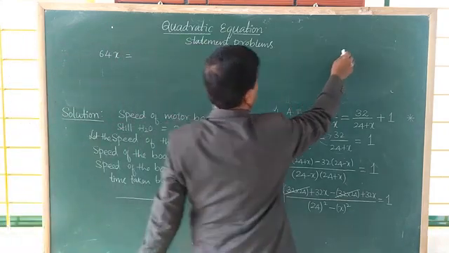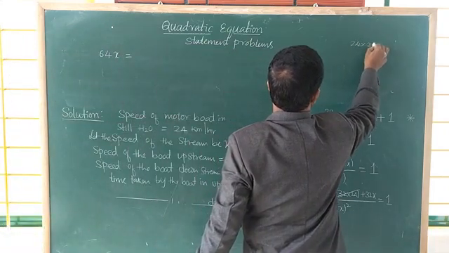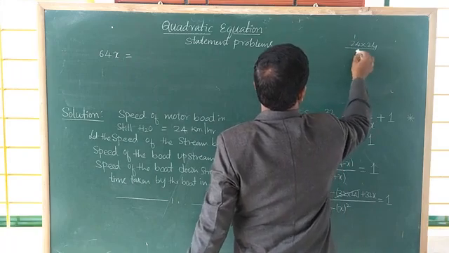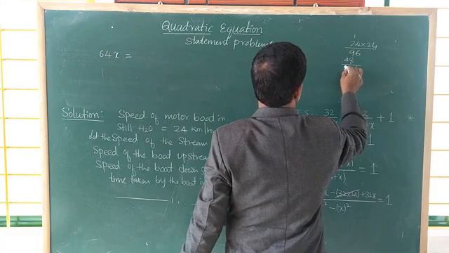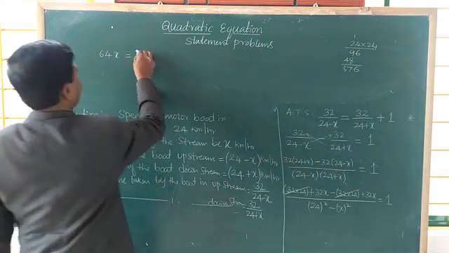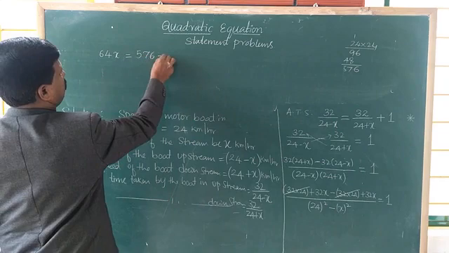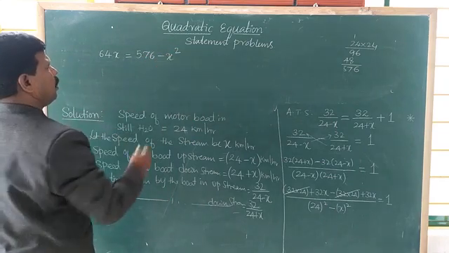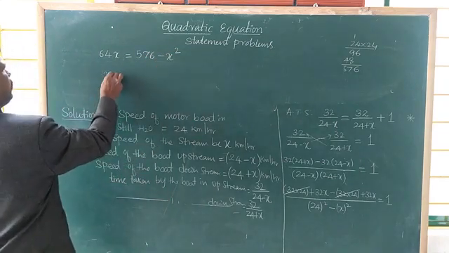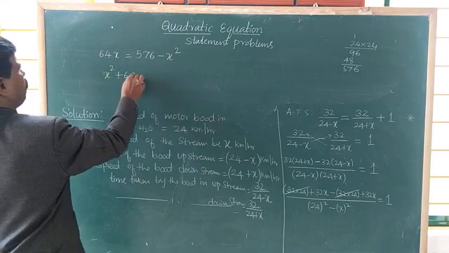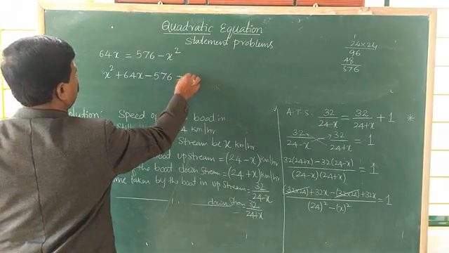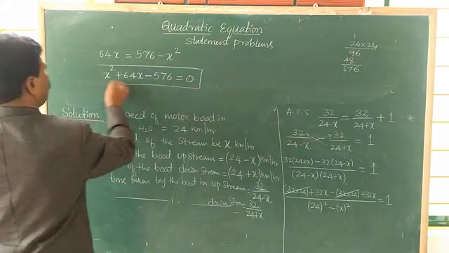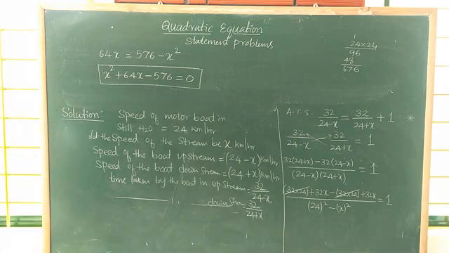So take the square of 24. 24 into 24 is 576. So 576 minus x square. Now shift to this side: x square plus 64x minus 576 is equal to 0. Here is the standard form of the quadratic equation.